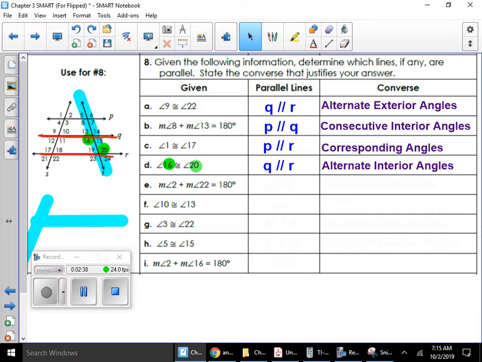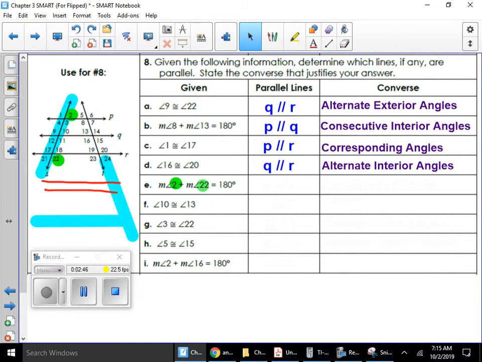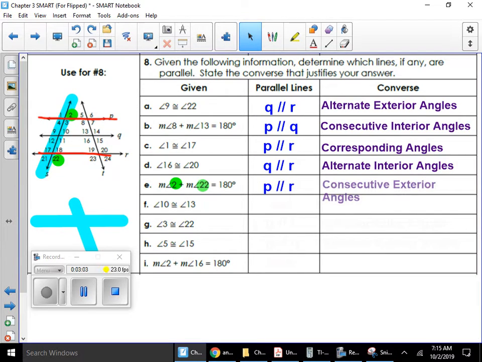Looking at another supplementary example here, we've got 22 and 2. 22 and 2, back to the left transversal, back to S. Now we're looking at lines P and R. Well, 22 and 2 are consecutive. They're on the same side of the transversal, and they're on the outside of those two lines P and R. So P and R are parallel by the consecutive exterior angles converse.